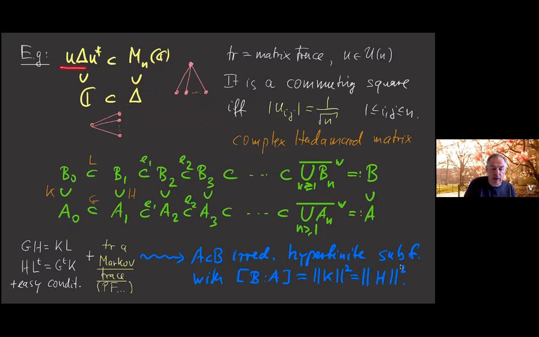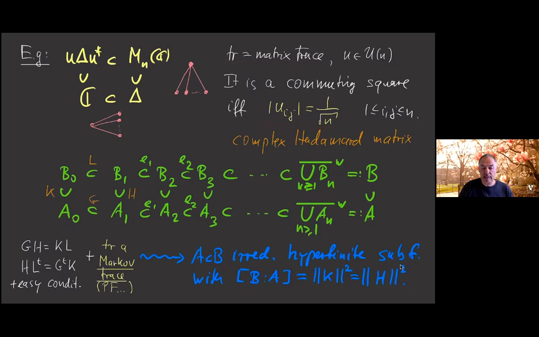So you look at the algebra U delta U star, and then you ask, with respect to the inner product given by the trace, when is this a commuting square? And this is an exercise you can do in your lunch break. It turns out to be a commuting square precisely when the unitary matrix is a complex Hadamard matrix, i.e. when the absolute values of all of the entries of your unitary are 1 over square root of n. So you can see that already in this very easy example, you get some very nice thing. You get complex Hadamard matrices.